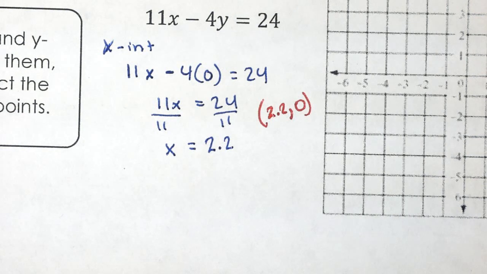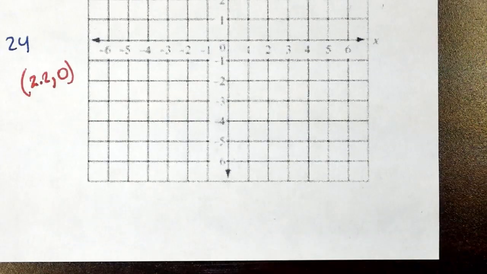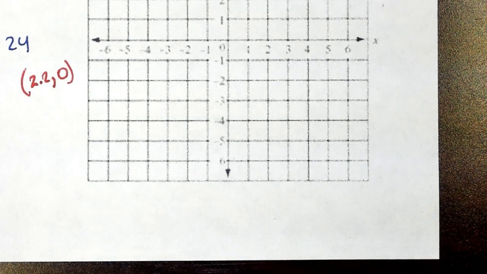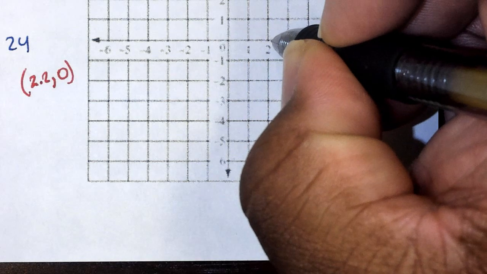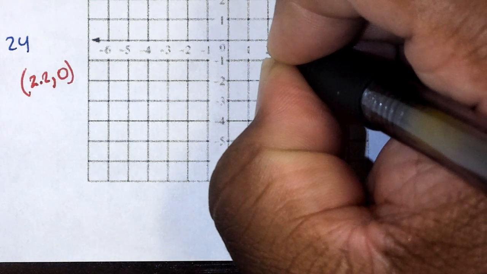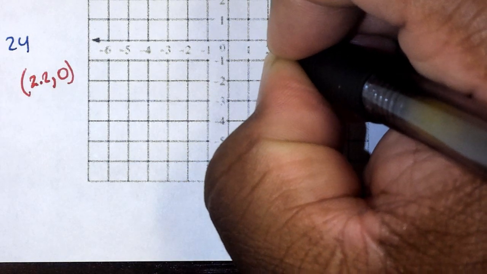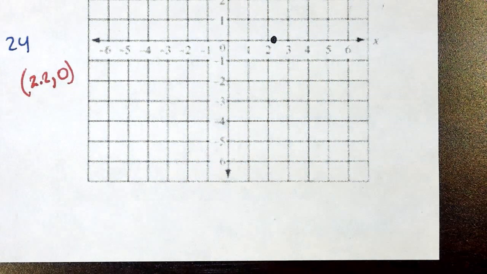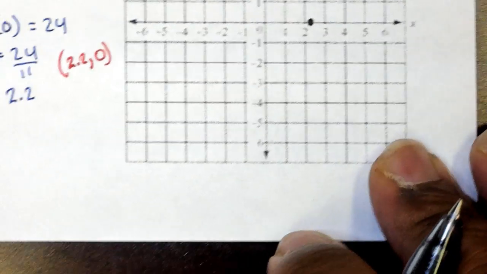And I can put that point on the graph if I wanted to right now. 2.2 isn't an easy one to graph, but you just kind of got to wing it. So on the x-axis, go over 2.2, a little bit after the 2. Put a point. Then you need to find your y-intercept.